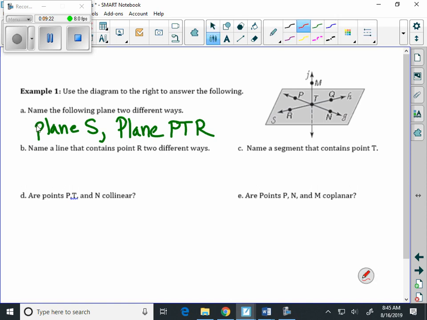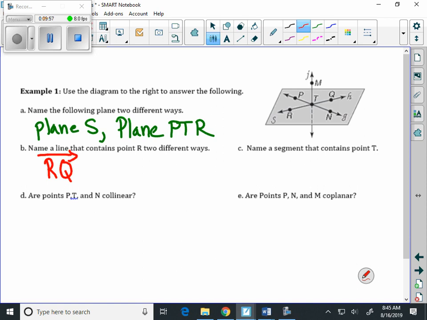If we look at part B, name a line that contains point R 2 different ways. And I am going to use the symbolism for it a little bit. So point R. Here's point R. I'm going to put my finger on it just to keep track of it. Here's point R. We need to name a line. Well, point R is on this particular line. So we can say RQ.